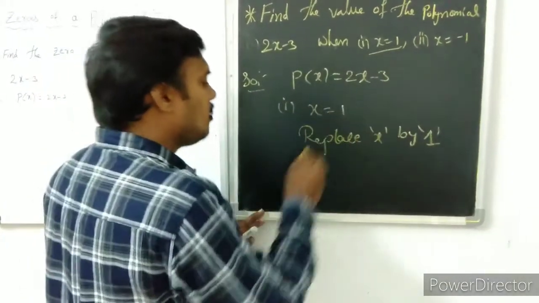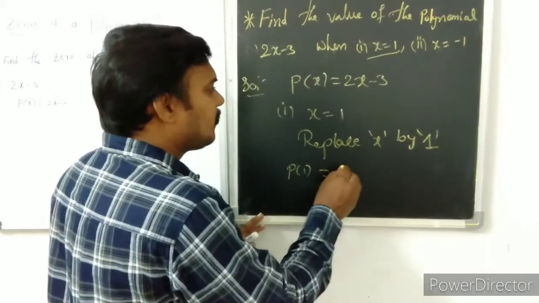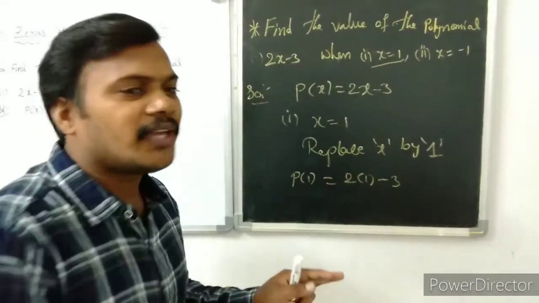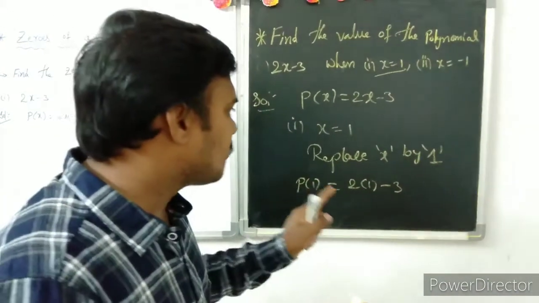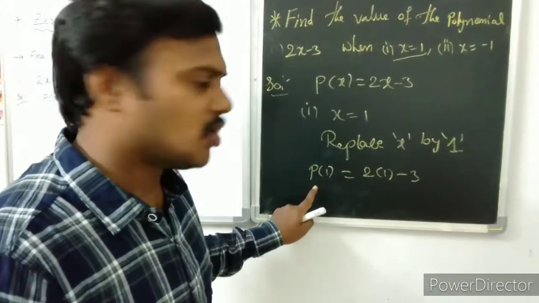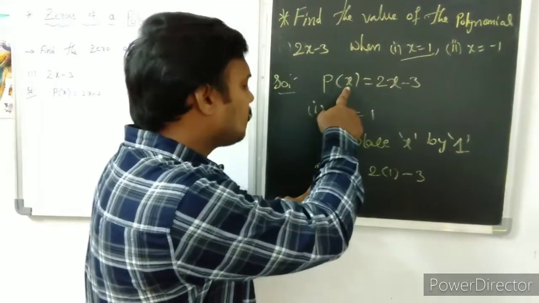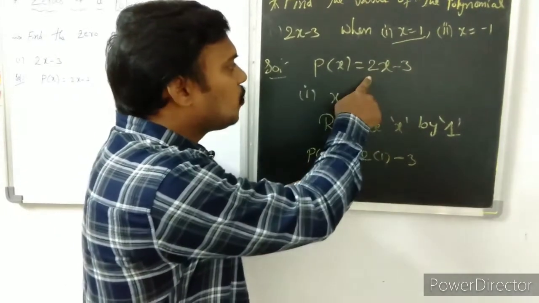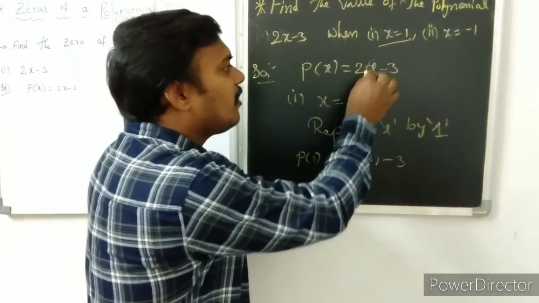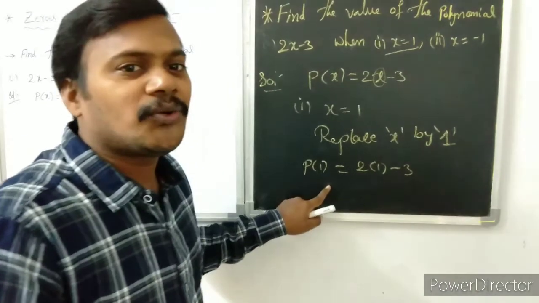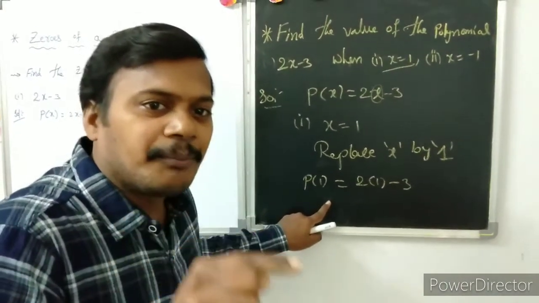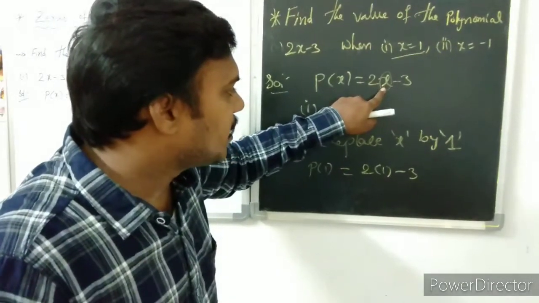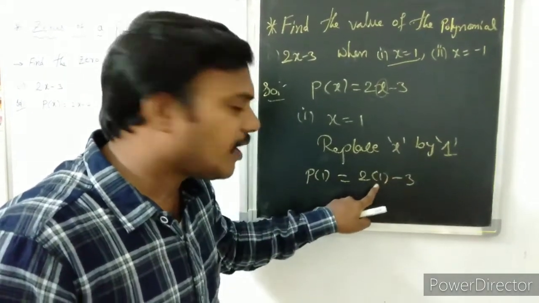So p of 1 equals 2 into 1 minus 3. Where we have the value of x, we substitute 1 in the place of x. So p of x means we write p of 1, equal to 2x minus 3. Here we have x. What are we going to do? We have to replace x by 1, so we put 1 in the x place.